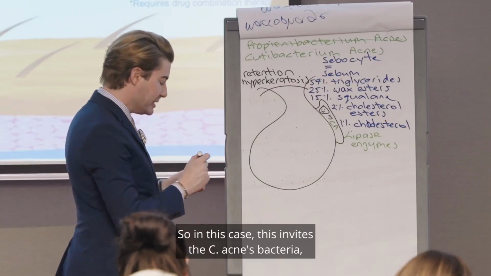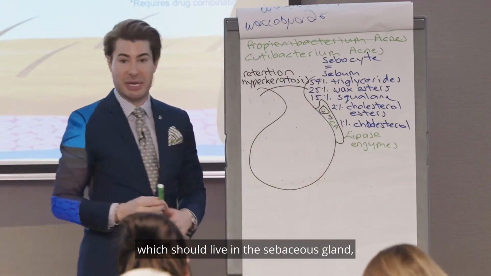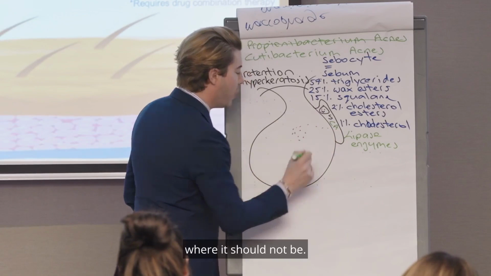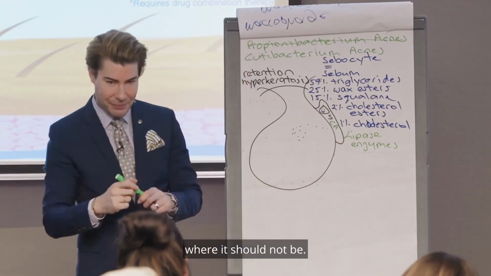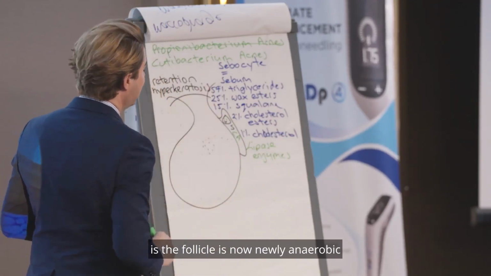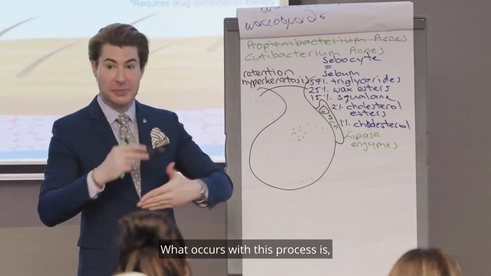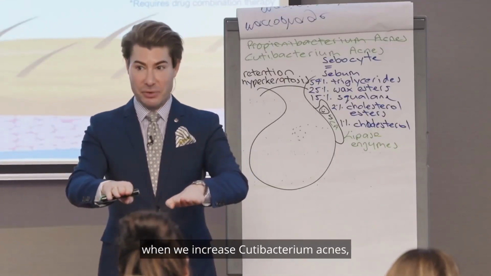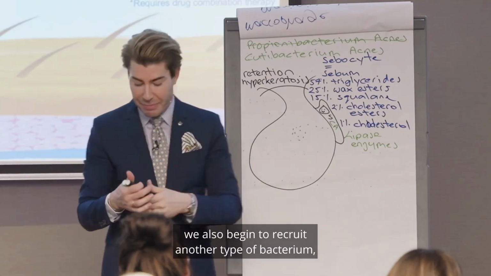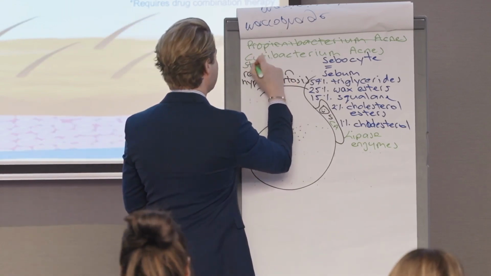So in this case, this invites the C. acnes bacteria, which should live in the sebaceous gland, to now take up residency in the follicle where it should not be. And the only reason why it's moved is the follicle is now newly anaerobic due to retention hyperkeratosis. What occurs with this process is when we increase Cutibacterium acnes, we also begin to recruit another type of bacterium, and it is called Staphylococcus epidermidis.